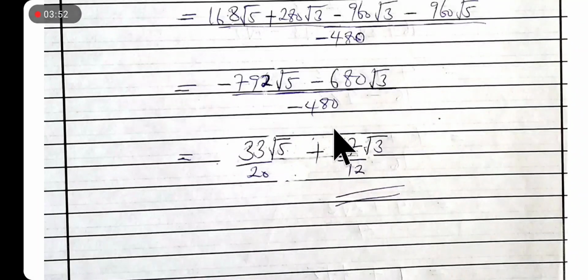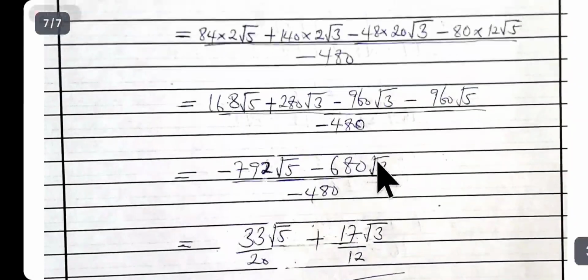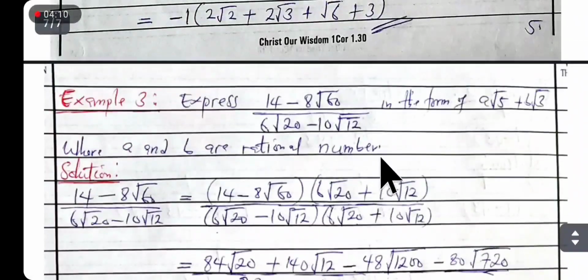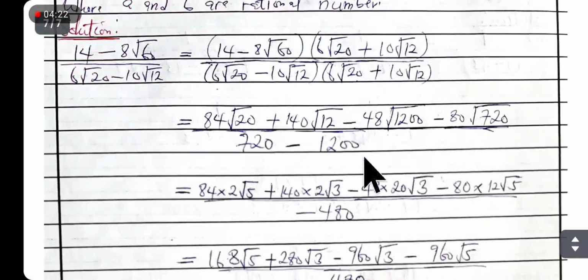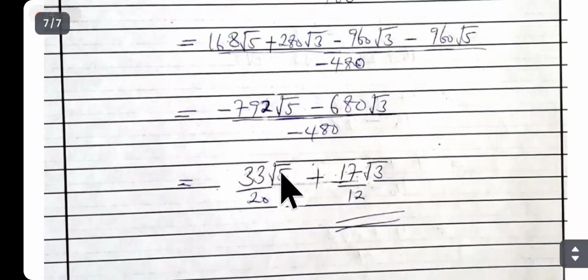And if this goes into this, if you reduce them to the lowest term, you have 17 over 12 root 3 and root 5. So you discover that our answer is in the form of a root 5 plus b root 3. They ask us to leave our answer like that. Okay, a root 5 plus b root 3. So in that question we have root 5 and root 3, and then the rational part that is outside, they are the a and the b. Look at them here. 33 over 20 is the a, 17 over 12 is the b.